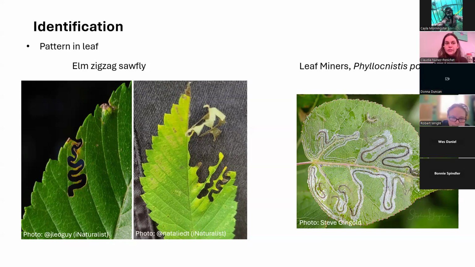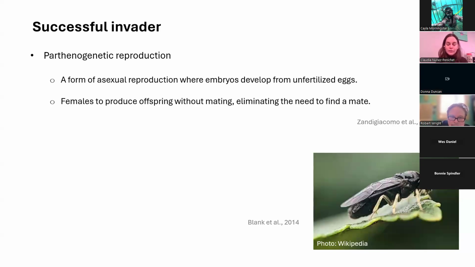Another thing that I want to mention is that this species is a very successful invader. This species reproduces parthenogenetically, and that means that it is a form of asexual reproduction in which we can have embryos that fully develop from unfertilized eggs. That means that females can produce offspring without even mating. That eliminates the time the sawfly needs to find a mate in order to lay the eggs. In this case, they can just lay the eggs without mating.